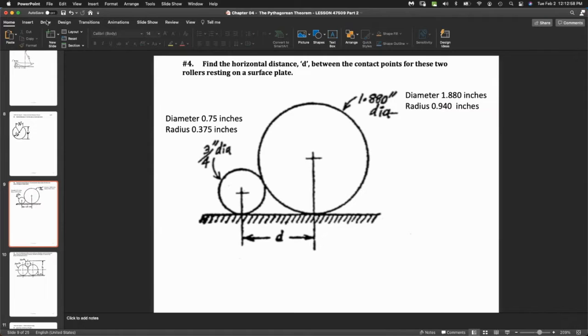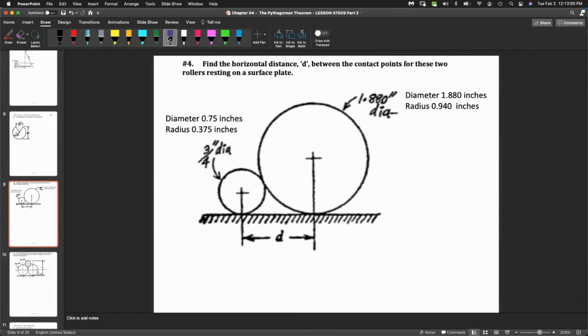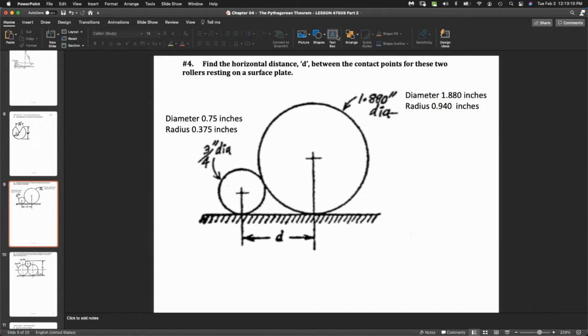But we're going to use this information to solve the question. Now, it really comes down to: can you locate the right angle triangle? Where is the right angle triangle? That's what you've got to ask yourself. If the topic is the Pythagorean theorem, where is the right angle triangle?